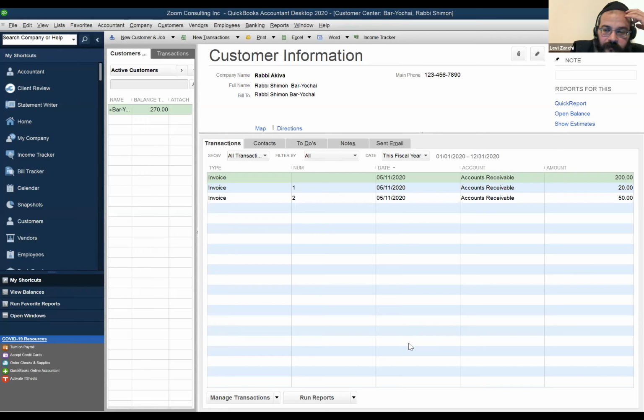Okay, I got a request to slow down on the owner's equity. Ran through those.